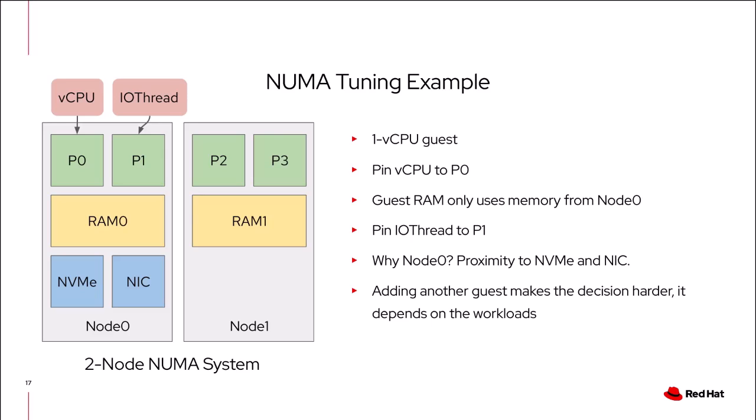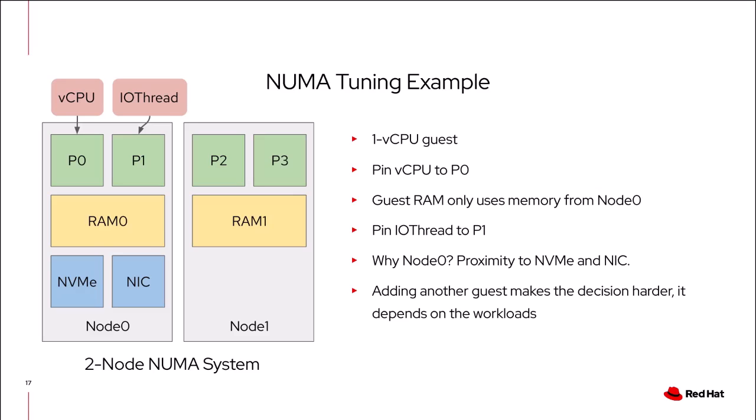Now, where should we put the vCPU? On which node should it run? Since it's going to be doing I/O and using the NVMe drive, let's place it on node 0, because that's where the NVMe drive is local, right? So instead of placing it on node 1 where it would have to cross the node, we put it on node 0. So that's the starting point. So let's pin the vCPU thread onto processor 0.